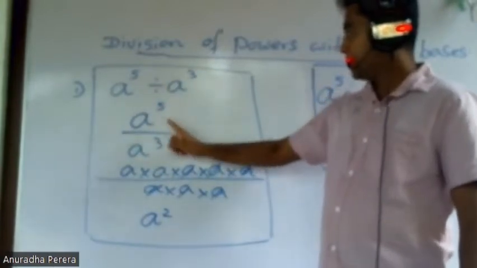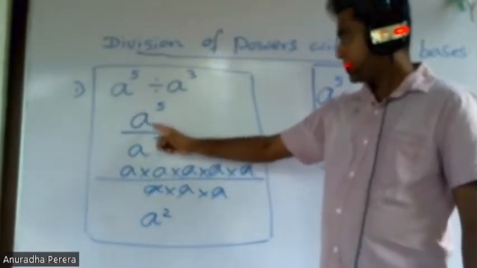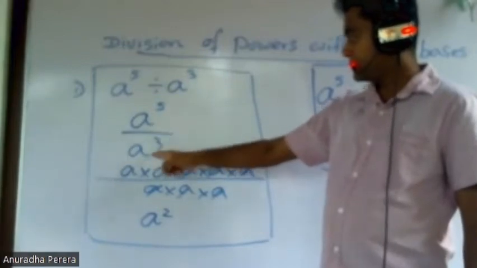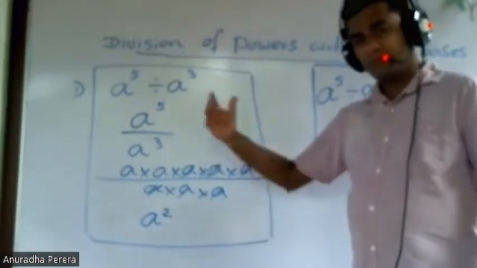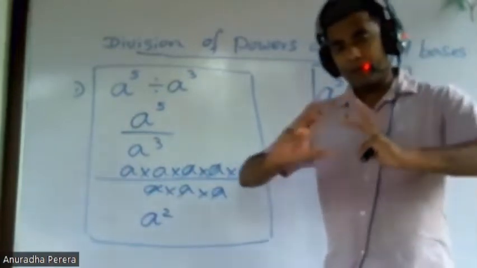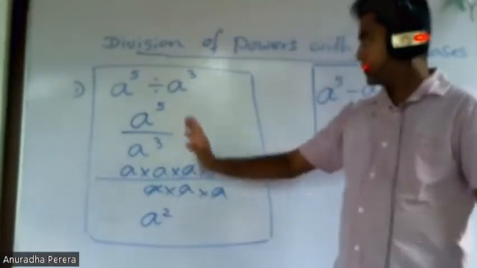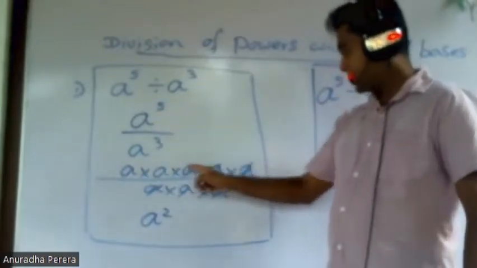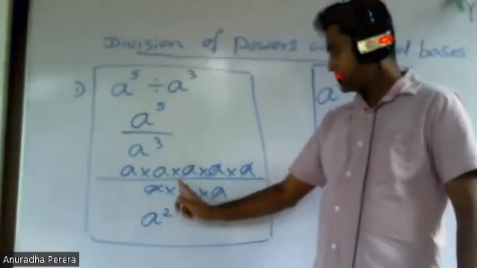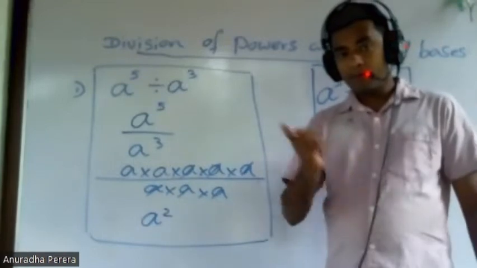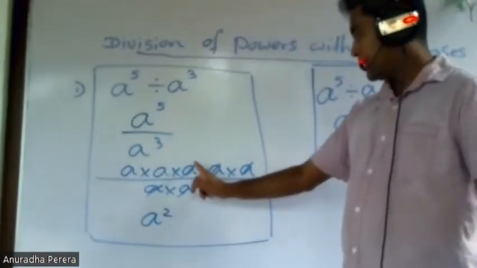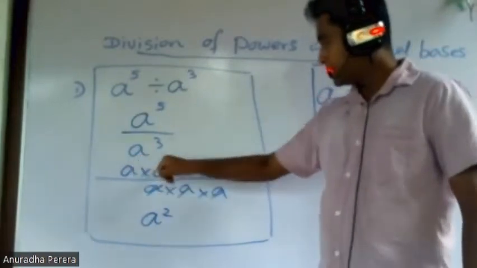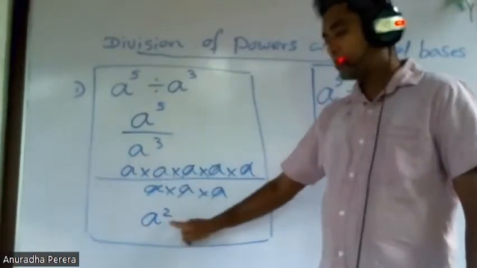When dividing two powers with the same base to find the answer, indices should be subtracted. A to the power 5 over A to the power 3: you can see two powers with the same base, right? Then you expand it. A to the power 5 is A times A times A times A times A, and A to the power 3 is A times A times A. Then divide both the numerator and denominator by the common factors. The remaining part is A times A, which means A to the power 2.